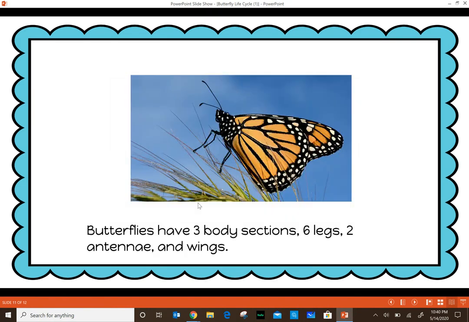Now, another thing I want you to know is that butterflies have 3 body sections. They have 6 legs, they have 2 antennae, and of course, they have wings.